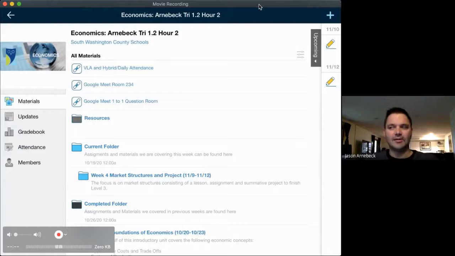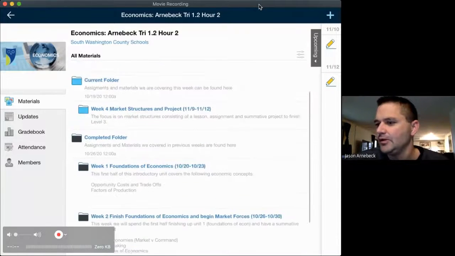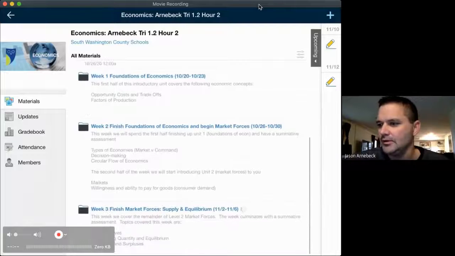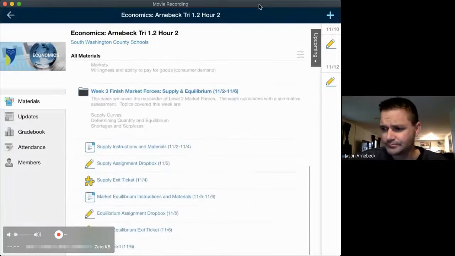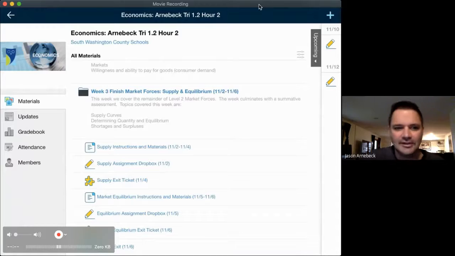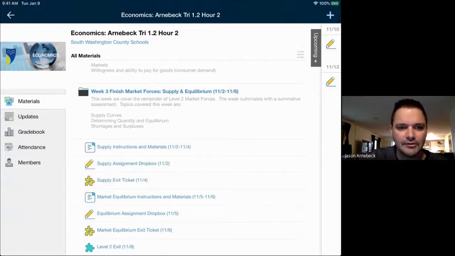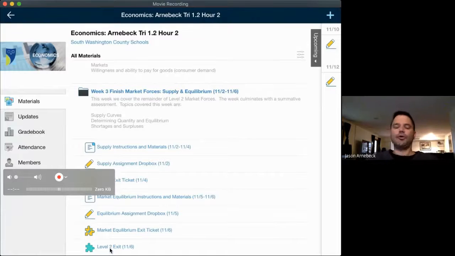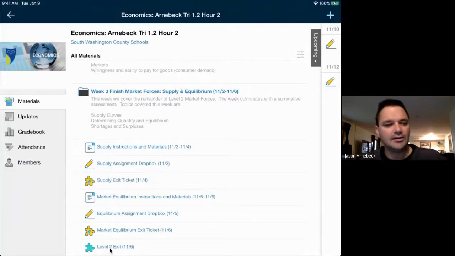So I'm going to go back over what we did last week, and specifically we want to look at the level 2 exit ticket, since that is your summative exam. In the completed folder under week 3, the level 2 exit ticket is accessible for you. If you did poorly on it, you could go back in and retake it. It's been set up for 20 possible retakes. I would hope it wouldn't take you more than 2 or 3 to do well on it.